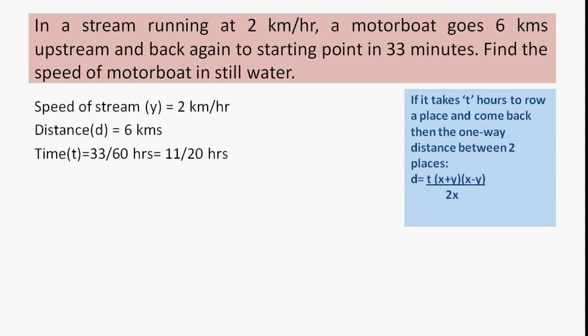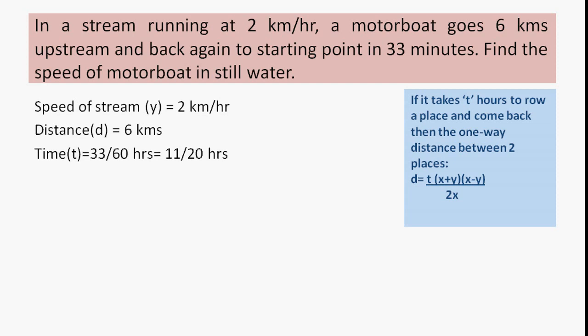Please note that there can be a confusion when you solve this question whether to take d as 6 or 12. It is very clear that here we need to consider d as the one-way distance, even though the motorboat is travelling to and fro from A to B and back to A.